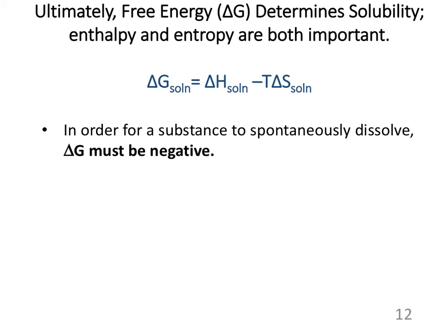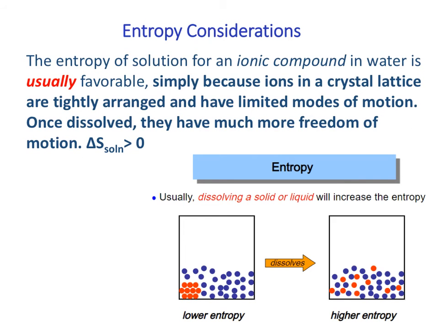We're going to shift to talking about entropy now. Remember, the ultimate predictor of spontaneity, whether or not something's going to happen, is free energy. And that needs to be negative, okay? So it's not enough to just look at enthalpy. There are multiple considerations in looking at entropy when dissolving an ionic compound also.